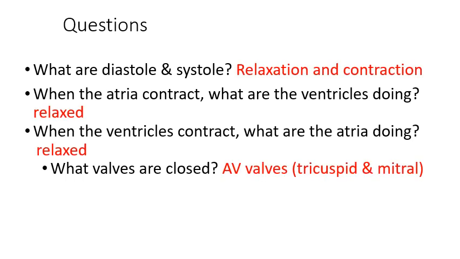Okay, so here are your answers. So diastole and systole are relaxation and contraction, respectively. So relaxation is diastole, contraction is systole. When the atria contract, the ventricles are relaxed. When the ventricles contract, the atria are relaxed. And at that time, when the atria are relaxed, the atrioventricular valves need to be closed.